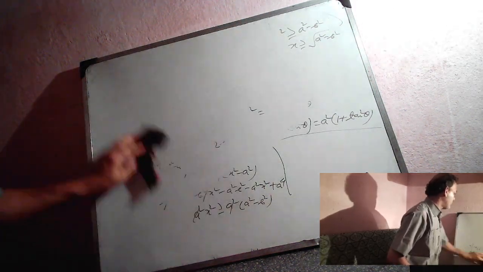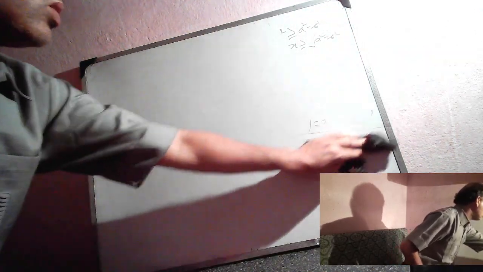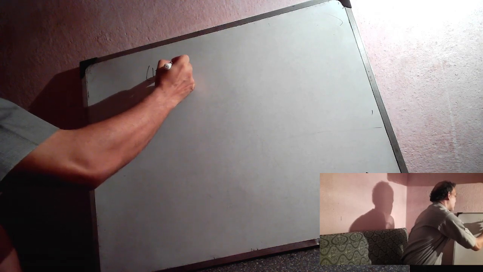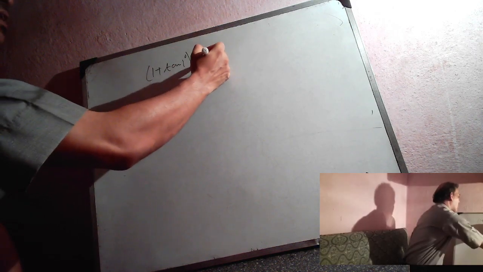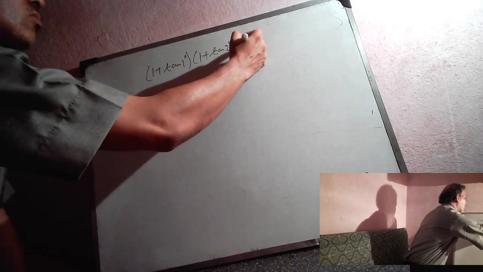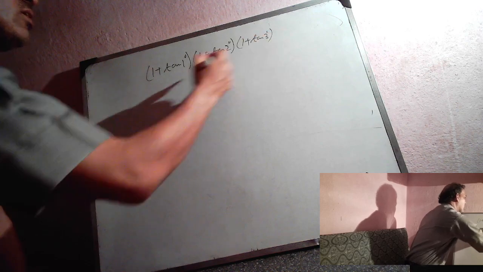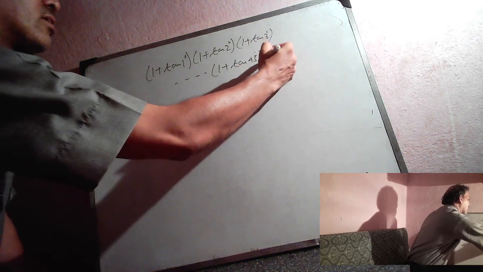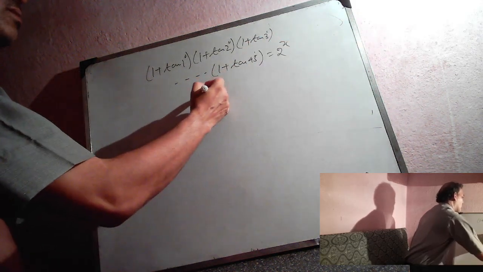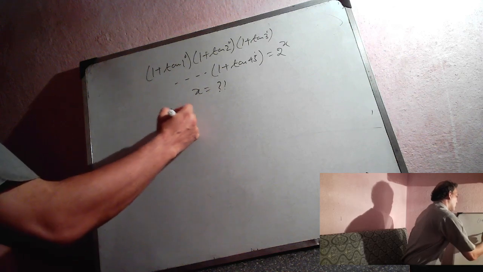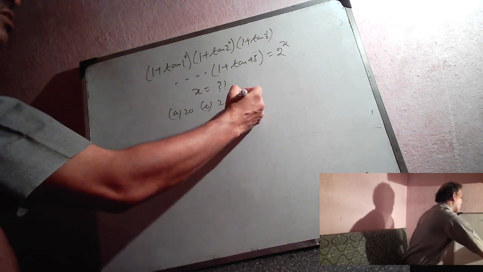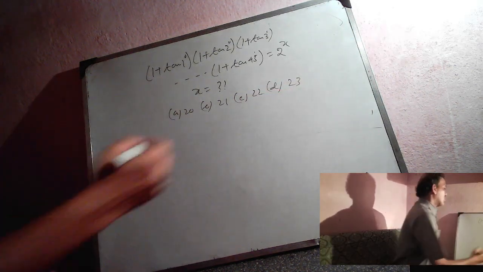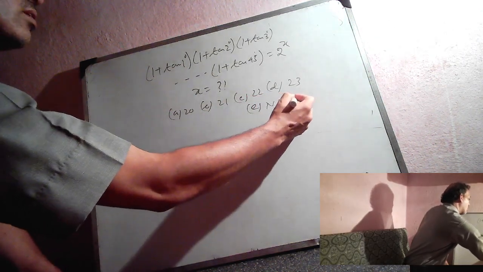Another question. Suppose (1 plus tan 1 degree) into (1 plus tan 2 degree) into (1 plus tan 3 degree) and so on up to (1 plus tan 45 degree) equals 2 to the power x. What will be the value of x? The options are 20, 21, 22, 23, none. Which one will be correct?